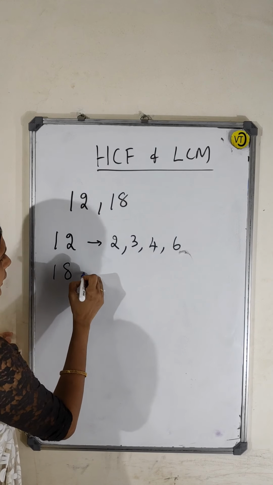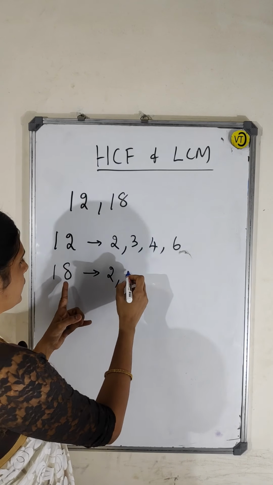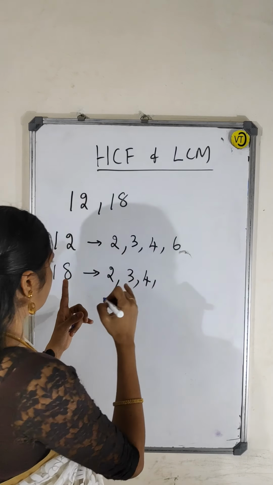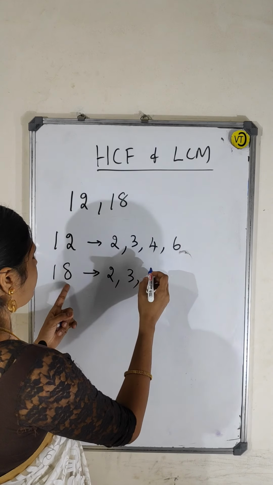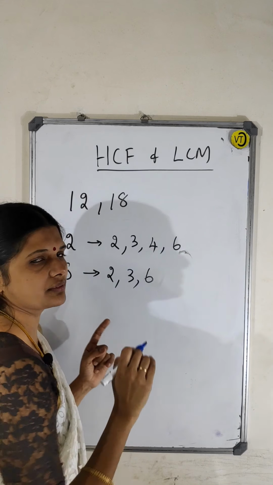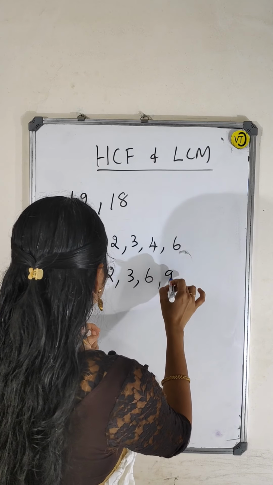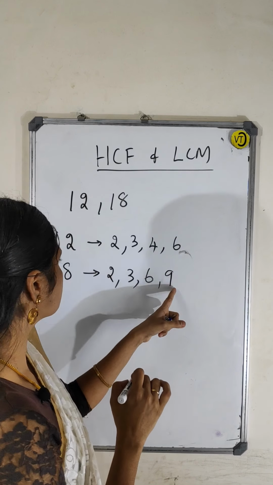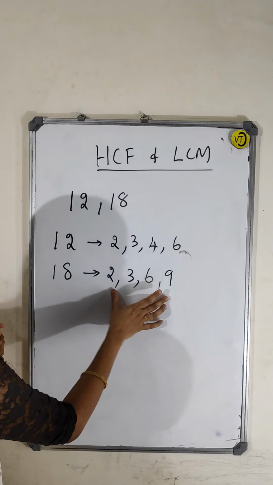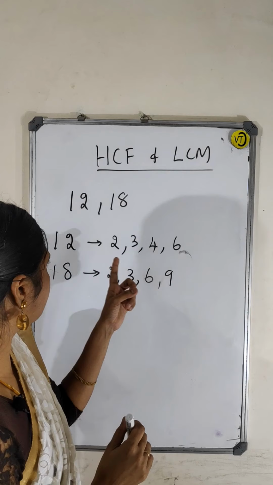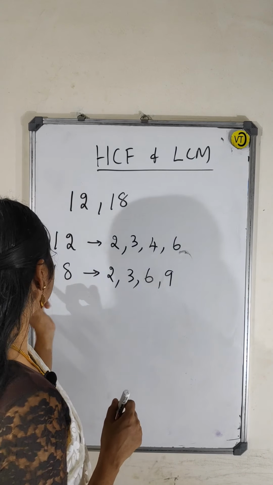Now I am going to write the factors of 18. Tell me, the 2 table will come, the 3 table will also come, the 4 table will not come, right? The 5 table will not come, the 6 table will come. And 9 will also come, because 9 twos are 18, and 3 sixes are 18. So these are all the factors of 18. I didn't miss any number, right? So 2, 3, 6 and 9 for 18.